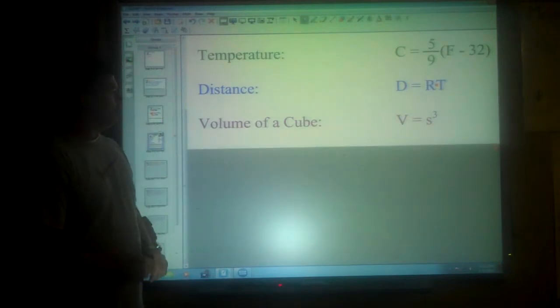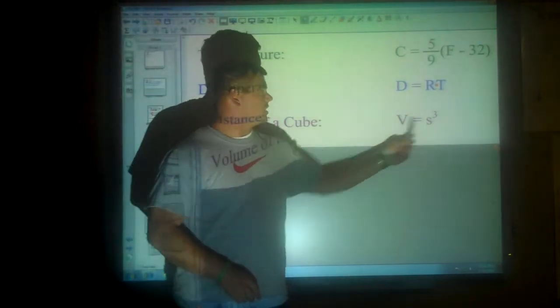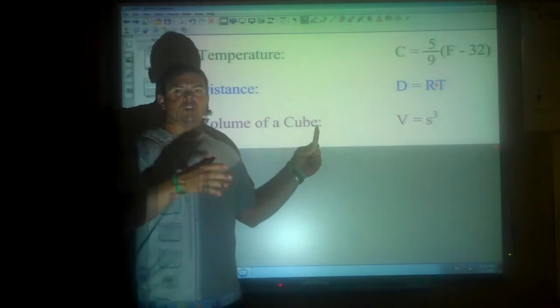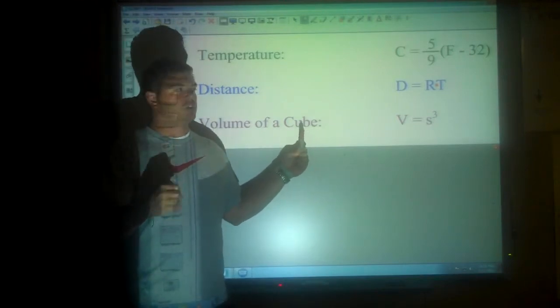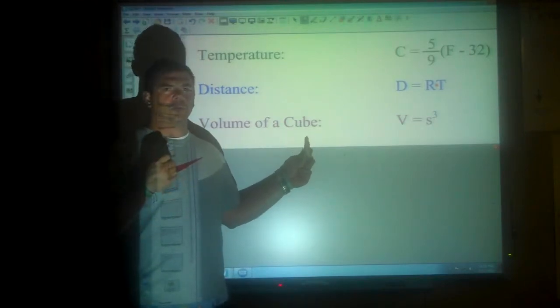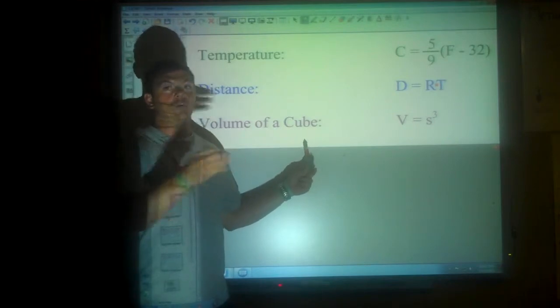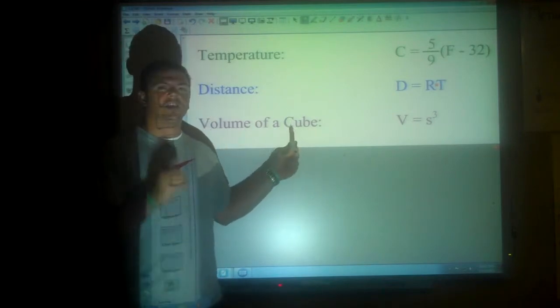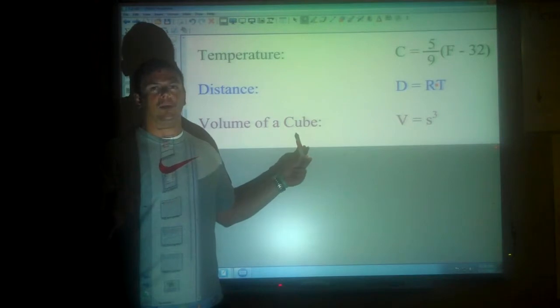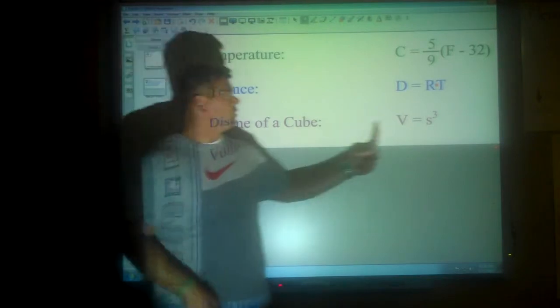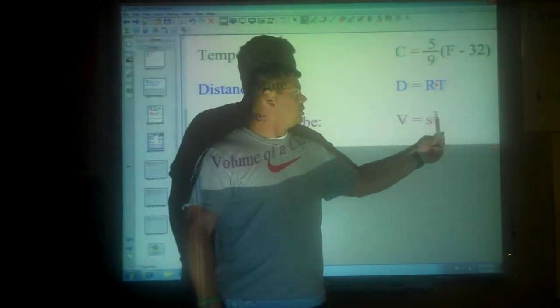And the volume of a cube. V for volume, what's significant is a cube, all the sides are exactly the same. So instead of saying, I thought the volume of a rectangular prism was length times width times height, which it is, a cube is a special form of a rectangular prism, where all the sides are the same. So you can just say s cubed.